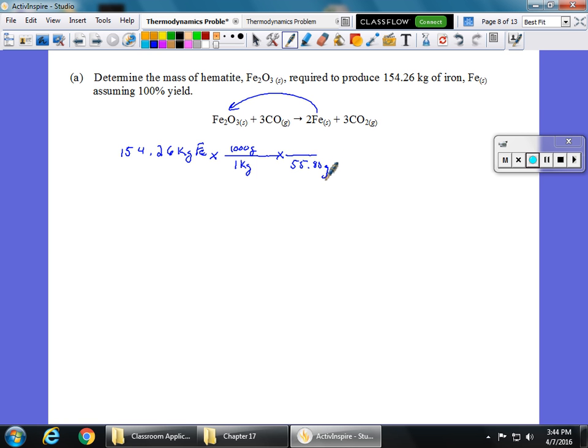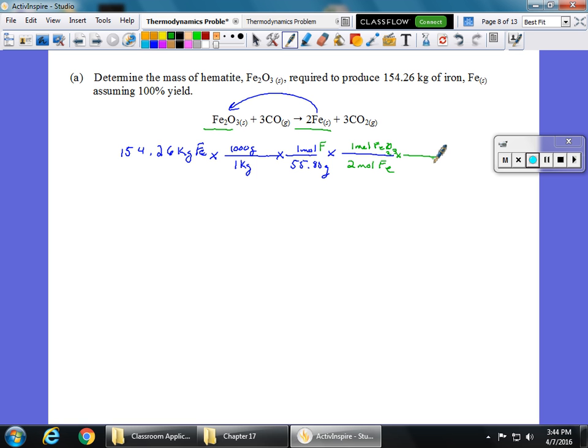55.85 grams per mole. We need to do our mole ratio from the balanced equation. Right, we've got a 2-to-1 ratio. There's 2 moles of iron. Make sure you're putting them in the right location. Right, we're starting with iron, so that's going on the bottom, to 1 mole Fe2O3.